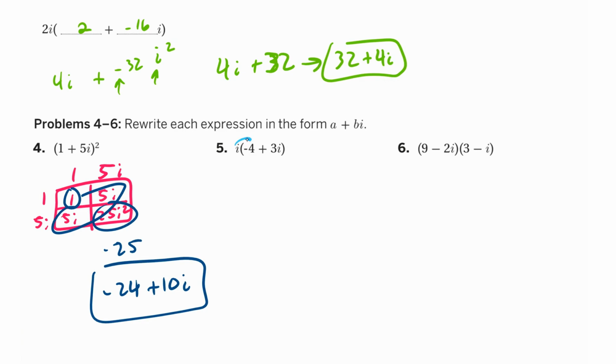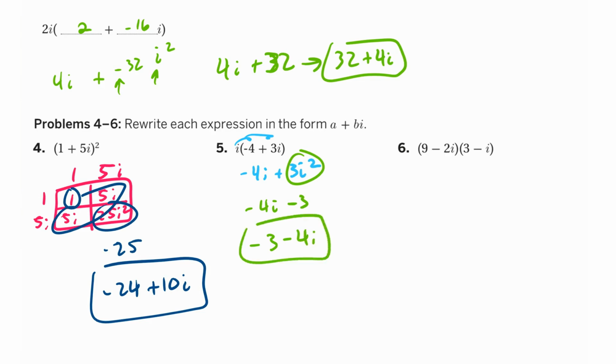For the next one, I'm going to distribute this i to get negative 4i plus 3i squared. This ends up becoming a negative 3. And then rearranging, negative 3 minus 4i.